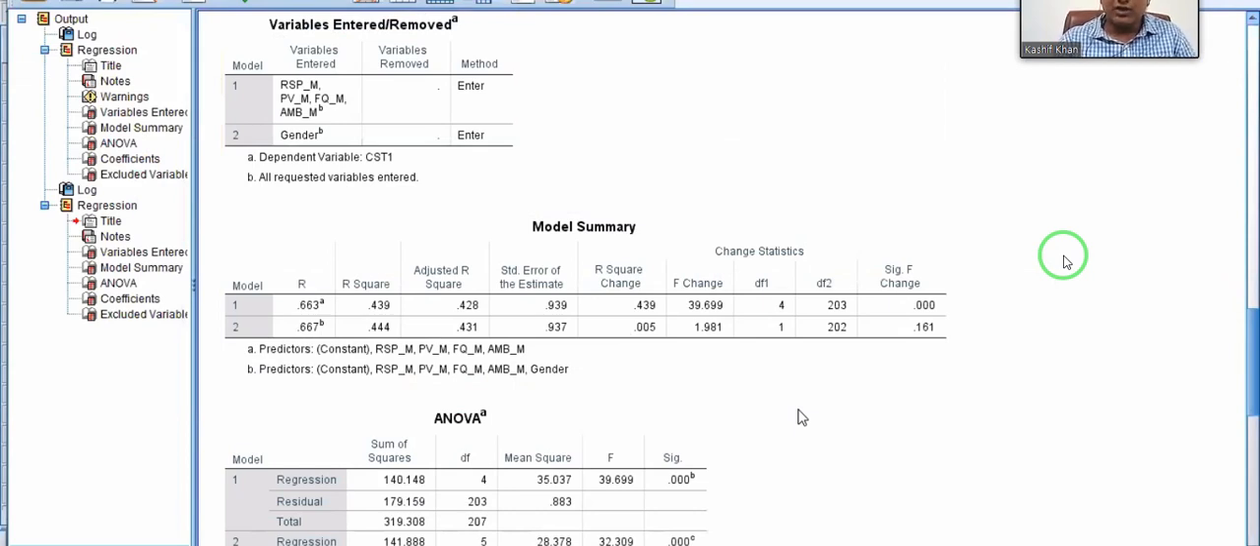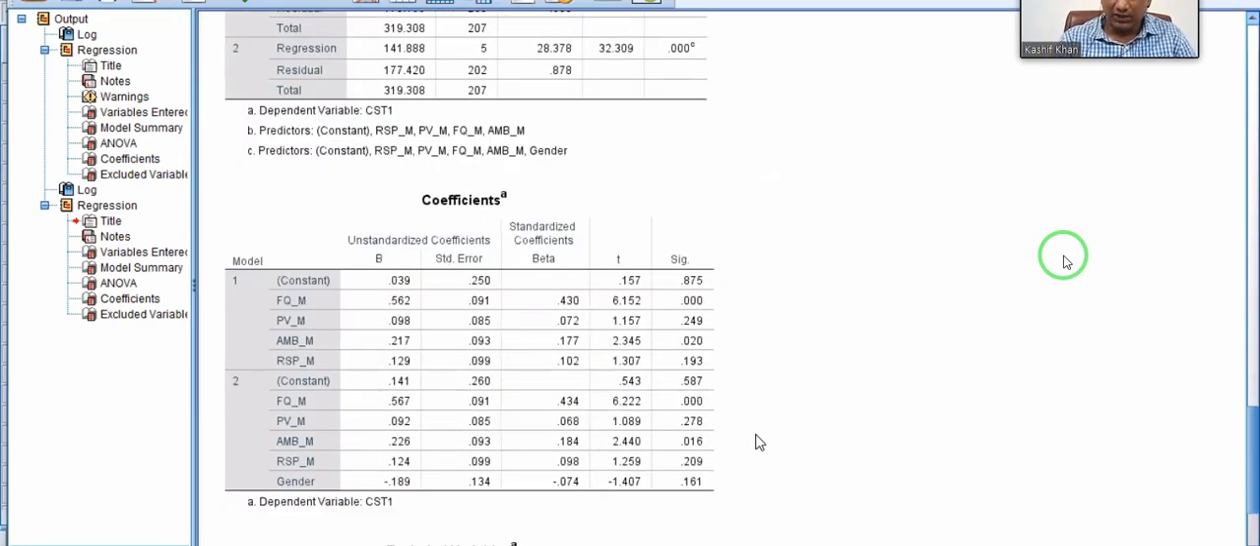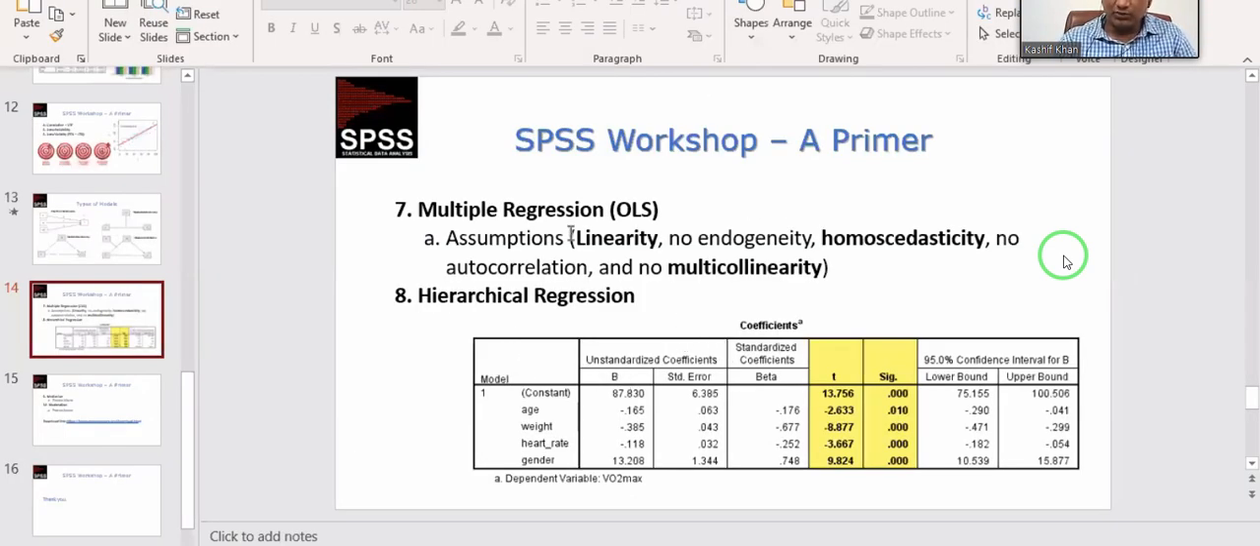Gender has no effect on our results. Our results with gender or without gender don't matter; the relationship we have tested here is the same. That means gender has nothing to do with it. These four variables, responsiveness, perceived value, food quality and ambience, have a strong relationship with customer satisfaction individually and even collectively. So we're done with two parts: multiple regression and hierarchical regression, right?